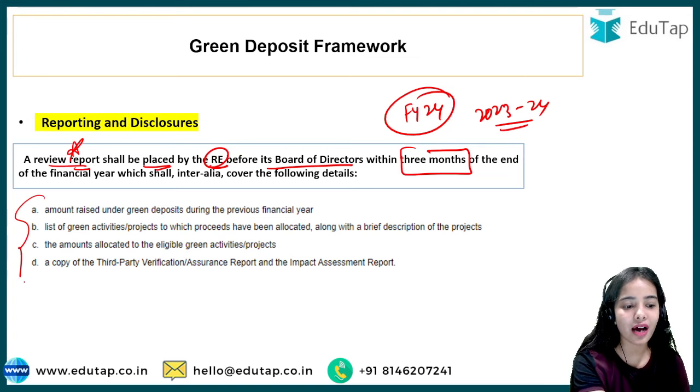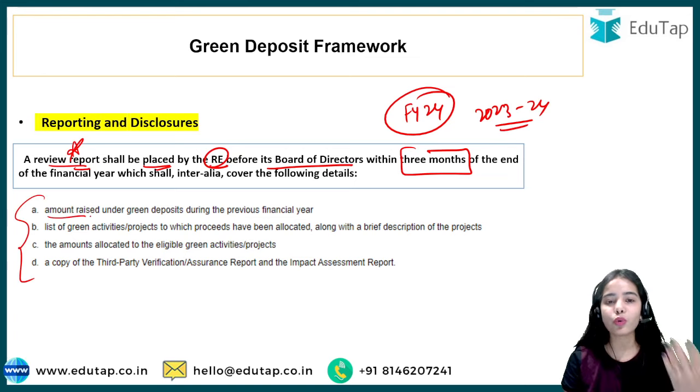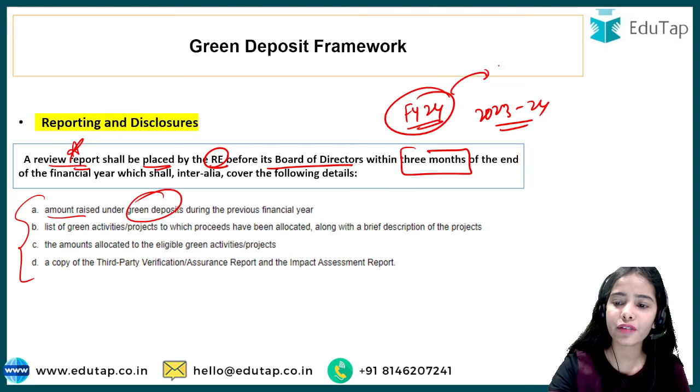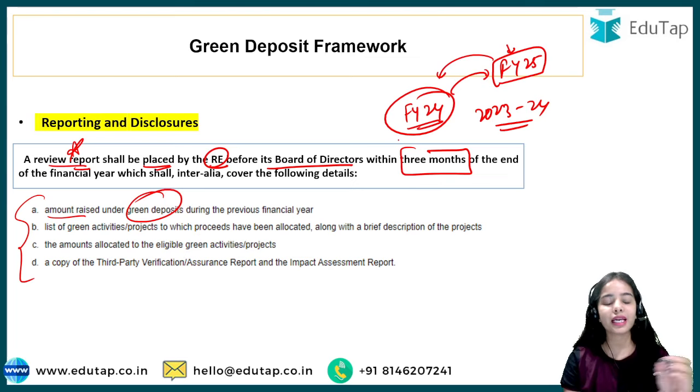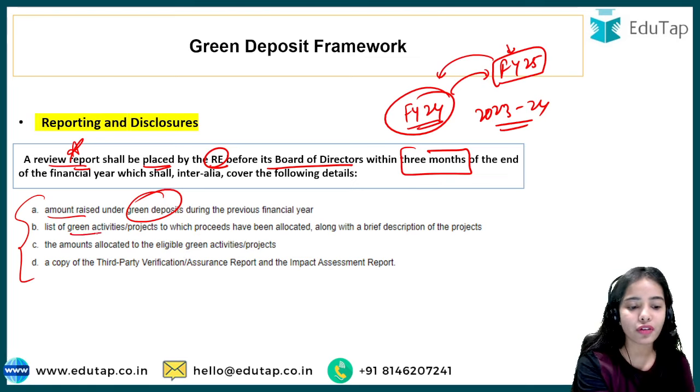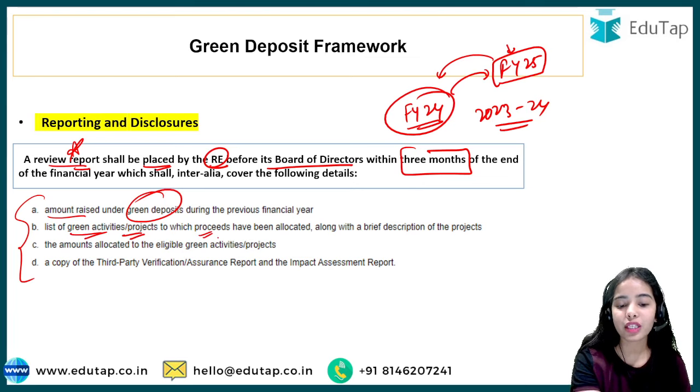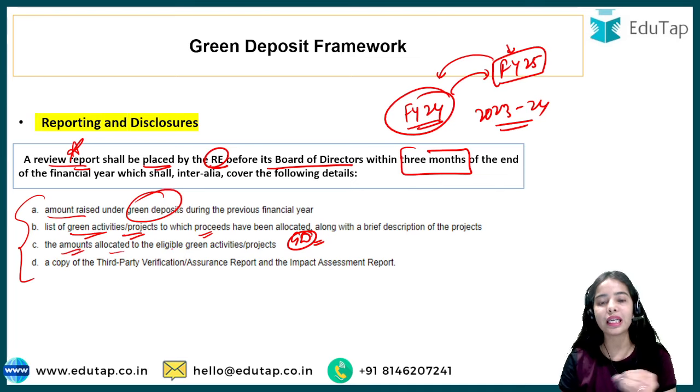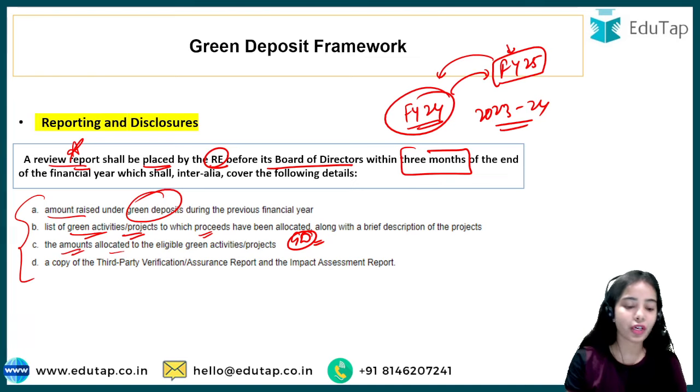Okay, that should have these details: how much amount was raised through the green deposits in the previous financial year. That is, after this financial year ends, the financial year 25 will start. So in 3 months of this financial year, the report has to be provided for the previous financial year: how much money was generated, the list of the green activities or projects where the green deposit money has gone to, and the amounts allocated to the eligible green activities or projects, that is, how much money was given to a particular green activity or project, and such.